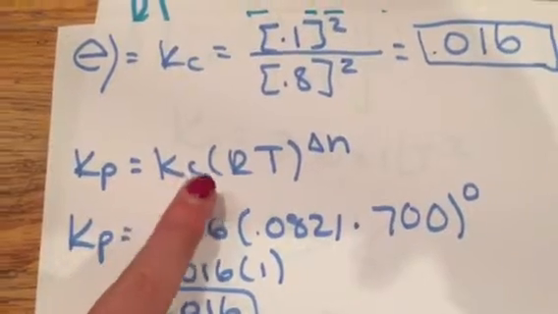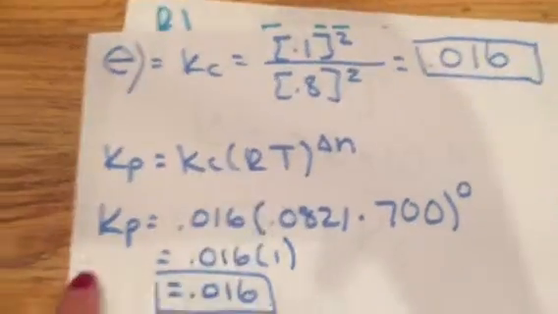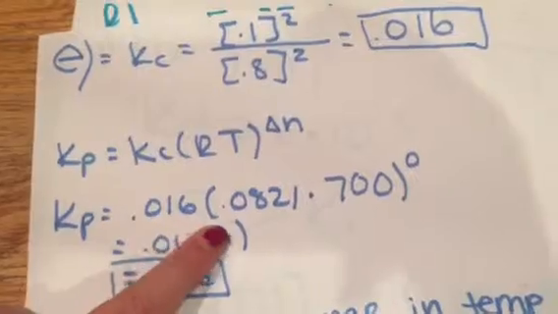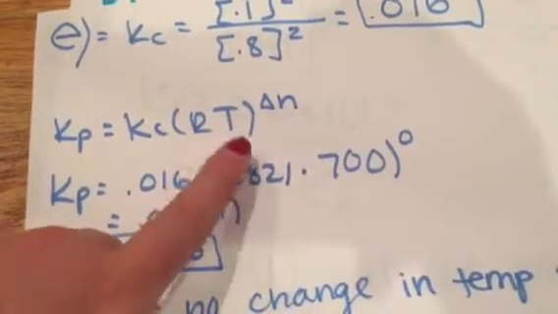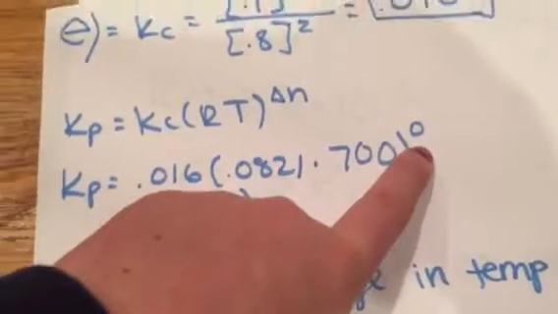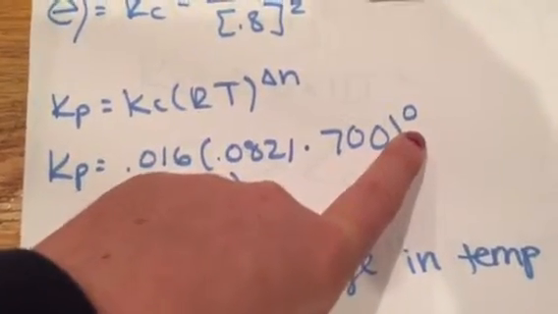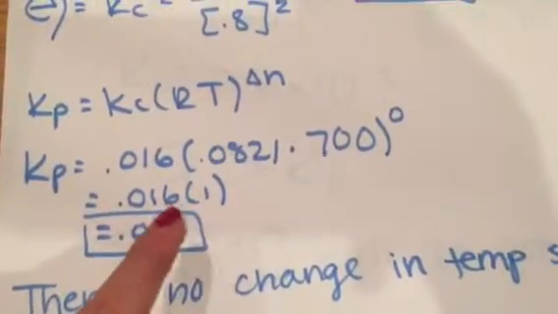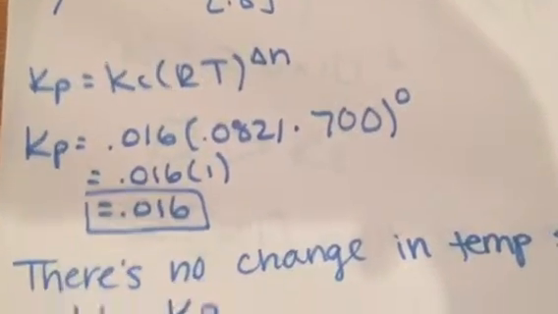And then we use this equation to show the relationship between Kp and Kc. So Kp equals Kc times RT to the change in moles. So we're finding Kp. Our Kc, which we found up here, was 0.016. Our R is 0.0821 times 700 Kelvin. And then the change in moles is 0 because it's products minus reactants, and there were 2 moles on the product side minus 2 moles on the reactant side. That gives us 0. Anything to the 0 is 1, which we see here. 0.016 times 1 is 0.016, so Kp and Kc are the same.